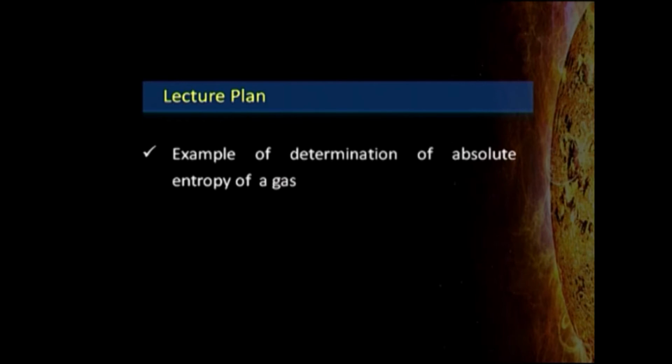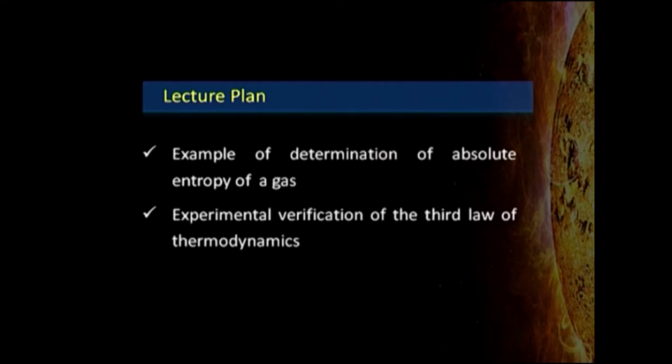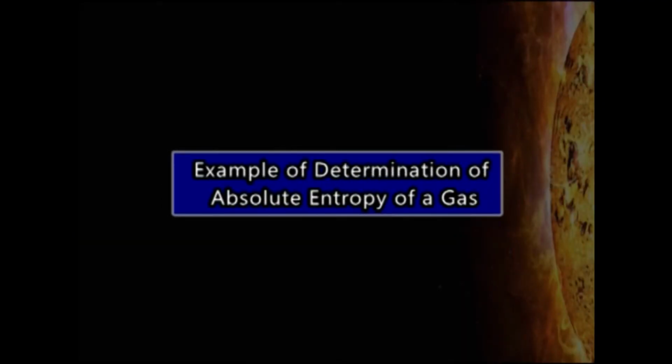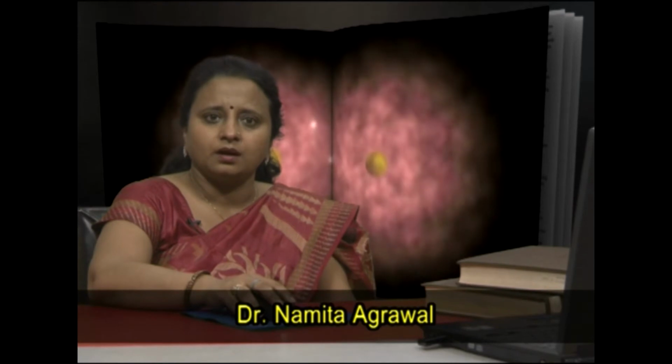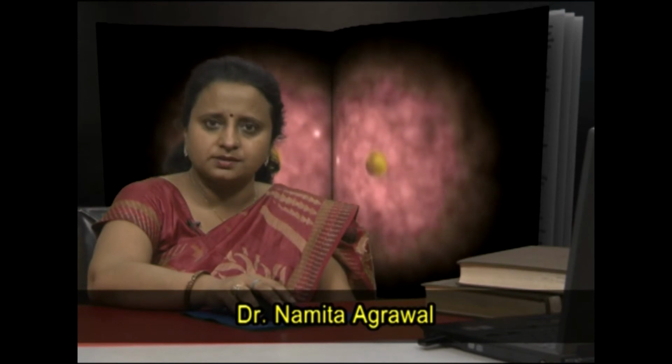Today we are going to discuss an example of determination of absolute entropy of a gas, experimental verification of the third law of thermodynamics and residual entropy. In continuation, we are going to discuss an example of determination of absolute entropy of a gas. Suppose it is required to determine absolute entropy of a gas at 25 degrees Celsius under atmospheric pressure.